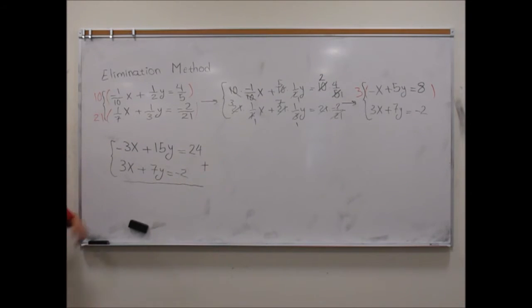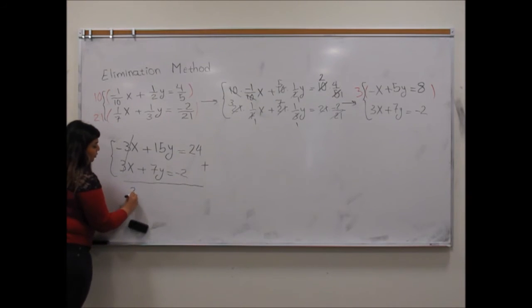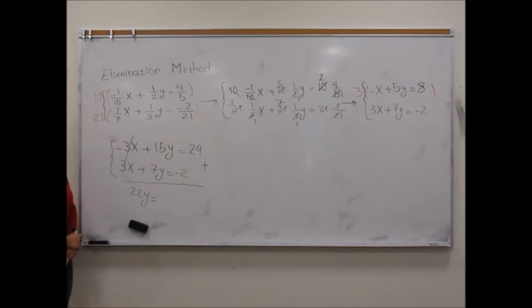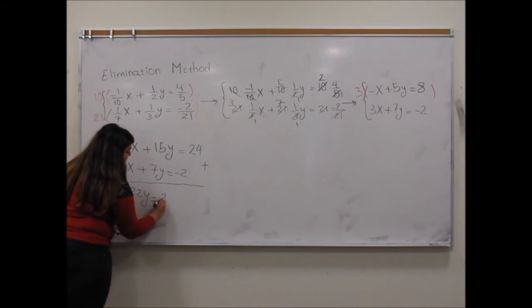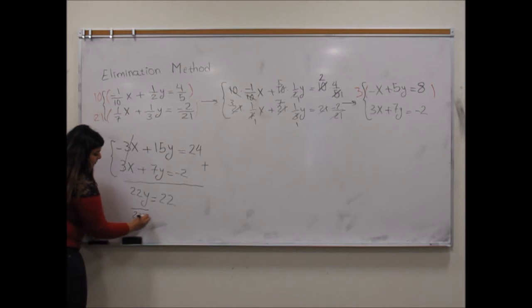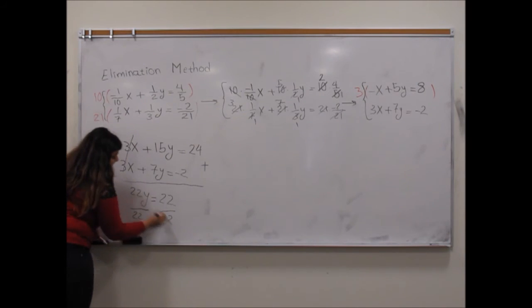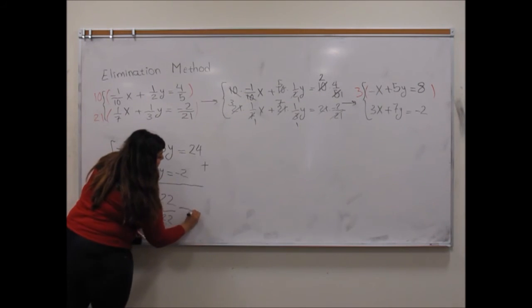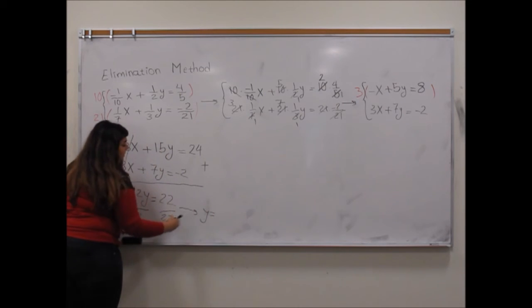It's time to add them. -3x plus 3x, I just cancel each other out. So I have 0. 15 plus 7 is 22y. Or 24 minus 2 is 22. Divide both sides by 22. I'm going to get y equals 22 divided by 22, which is just 1.